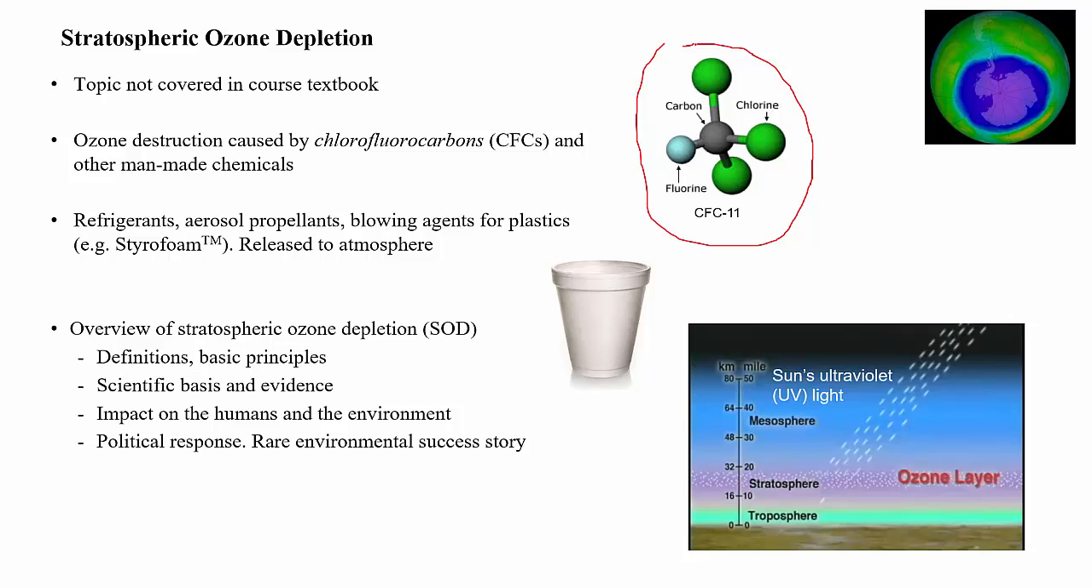This is an overview of the presentation today. I'm going to talk about some basic definitions and principles of stratospheric ozone depletion. Then I'm going to talk about the scientific basis and the scientific evidence. I'll talk about the environmental impact and the impact on the health of humans. And one of the mandates of this course is to talk about social implications, not just technical aspects. So I'm going to cover the political response to this environmental problem in substantial detail.